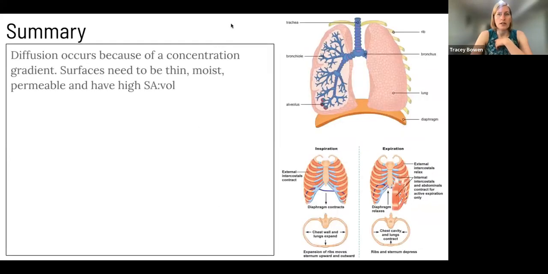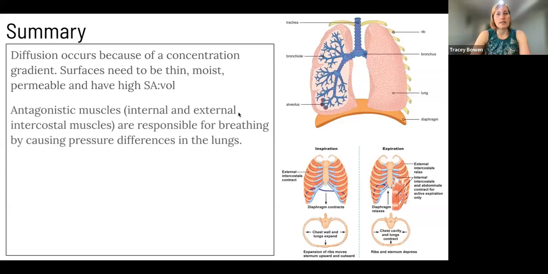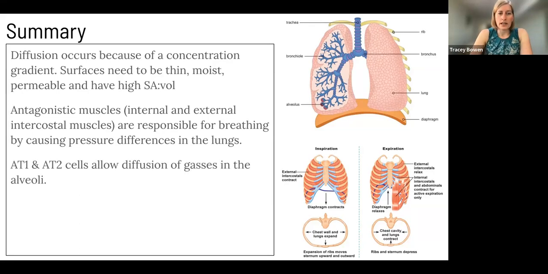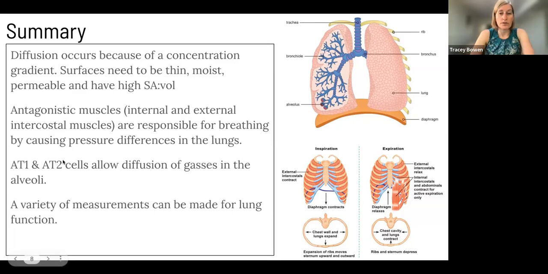So to summarize, diffusion occurs because of a concentration gradient. Surfaces need to be thin, moist, permeable, and have a high surface area to volume ratio. Antagonistic muscles, internal and external intercostal muscles, are responsible for breathing, along with the diaphragm. And they cause pressure differences in the lungs to make that happen. Type 1 and type 2 pneumocytes allow diffusion of gases in the alveoli. Well, actually, type 1 pneumocytes allow diffusion of gases, and type 2 pneumocytes produce surfactants to prevent the collapse of alveoli. And a variety of measurements can be made for lung function that we just saw on the last slide.